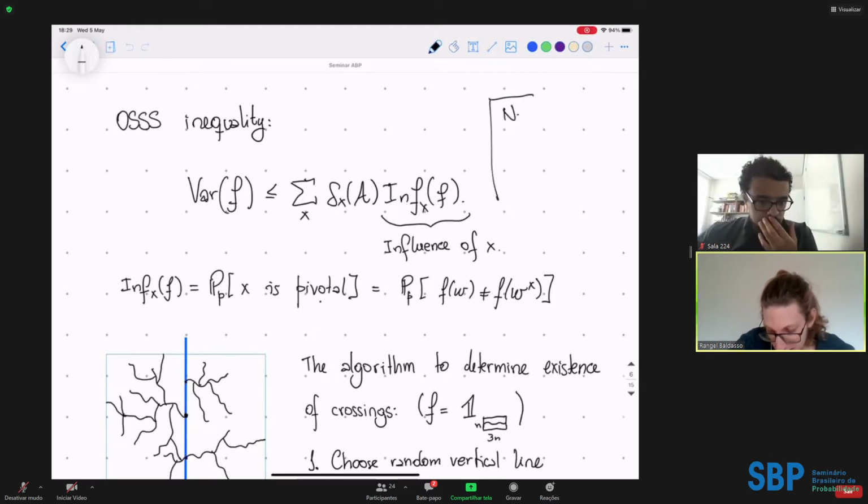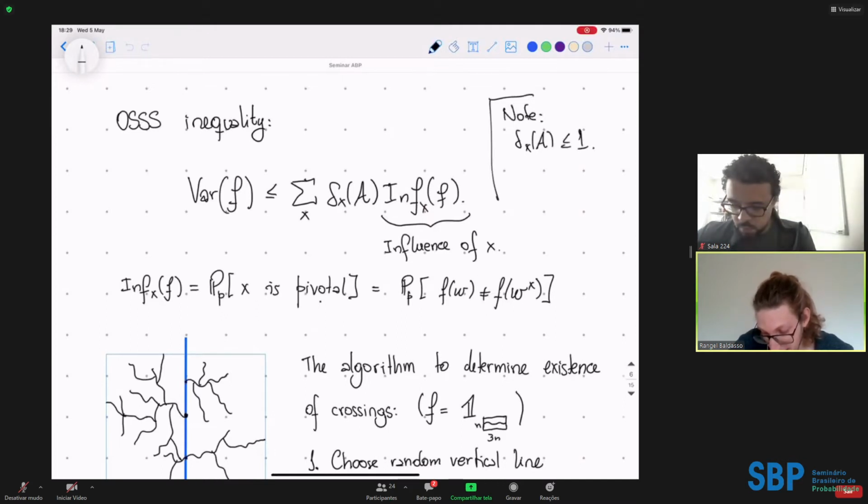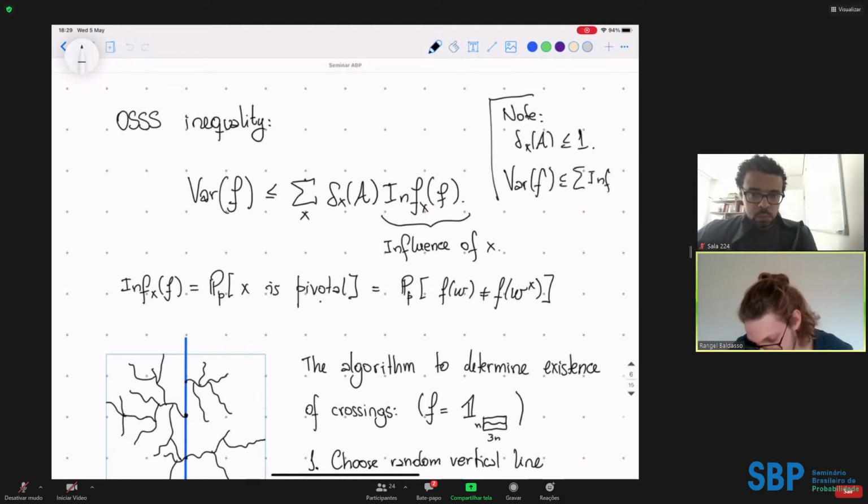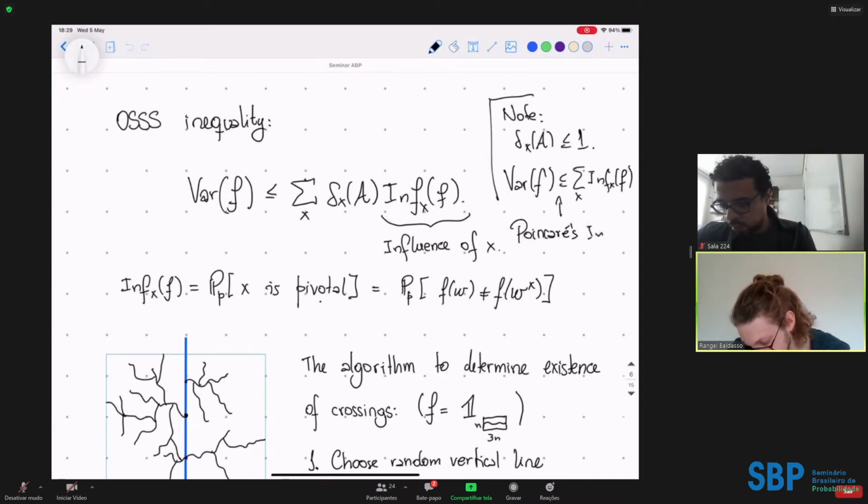Maybe a note here is that since the revealment is a probability, it is bounded by 1. And this recovers here the Poincare inequality that says exactly this. So this is the Poincare inequality, and it's a particular case of the OSS inequality.